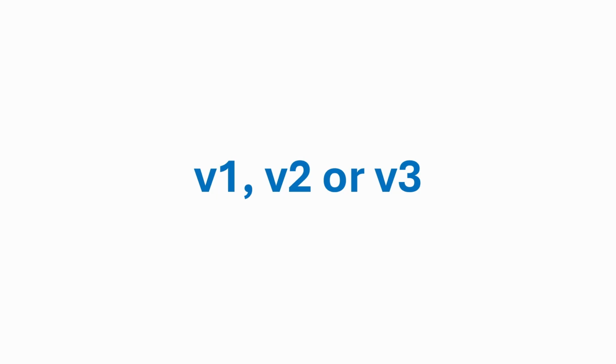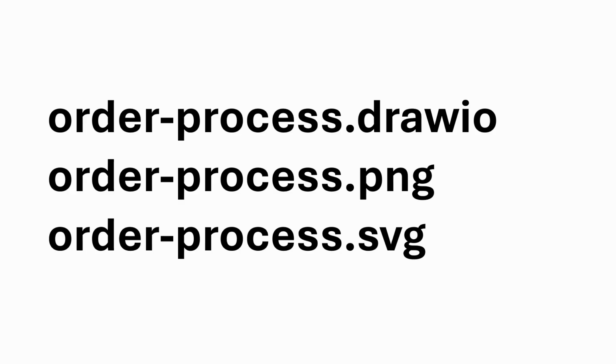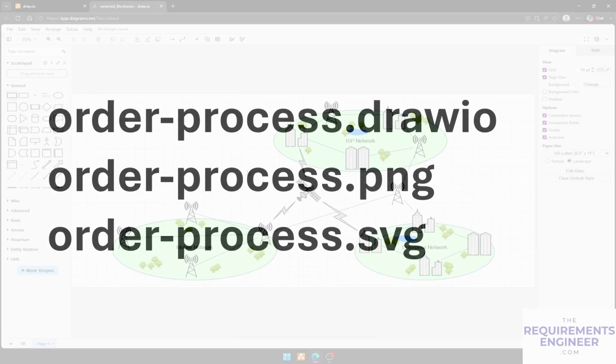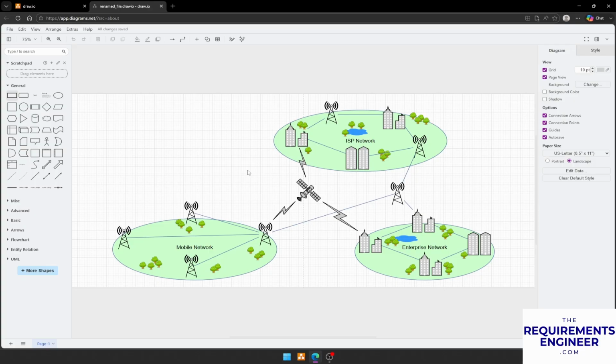I also keep the same base name across related files. For example, order-process.drawio, order-process.png, order-process.svg. That makes everything easier to find later. And if I need more control over output formats, I use File, then Export as.